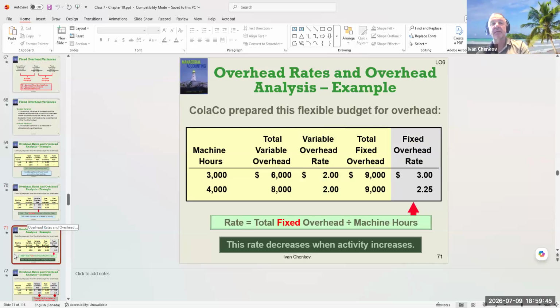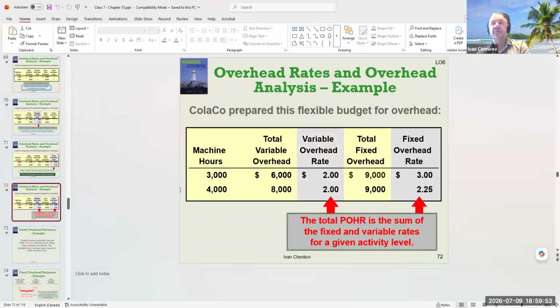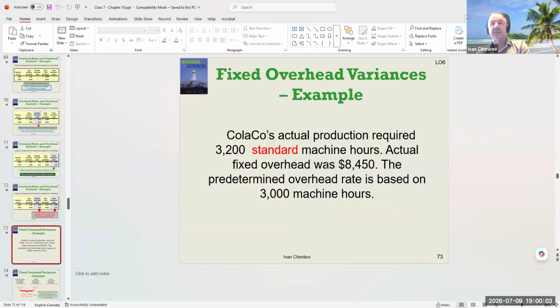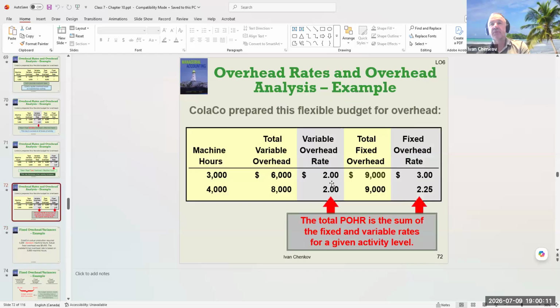Why? Because we're utilizing it by using more machine hours in this case. No, we're not just producing more units, just using more machine hours. So the total predetermined overhead is always going to be the sum of those numbers. So now this company calculated the predetermined overhead rate based on the 3,000 machine hours. So when they're using 3,000 machine hours, we can see the numbers. Variable overhead per unit is $2. Fixed overhead per unit is $3. That's where we stay.